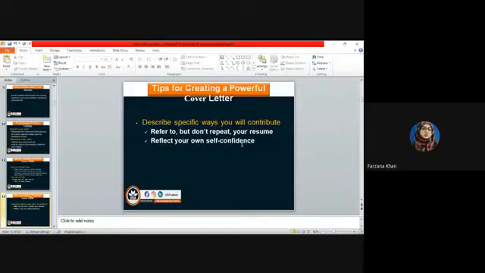While mentioning your experience and how you can contribute, it's important to refer to it, but don't repeat your resume in the middle paragraph, when writing how you can help that organization and what you can do for it. It is very important to mention your skills, but don't repeat them again and again. Here you can refer to your resume, because you are going to attach it with your cover letter. So reflect your own self confidence, which is very important at the workplace.